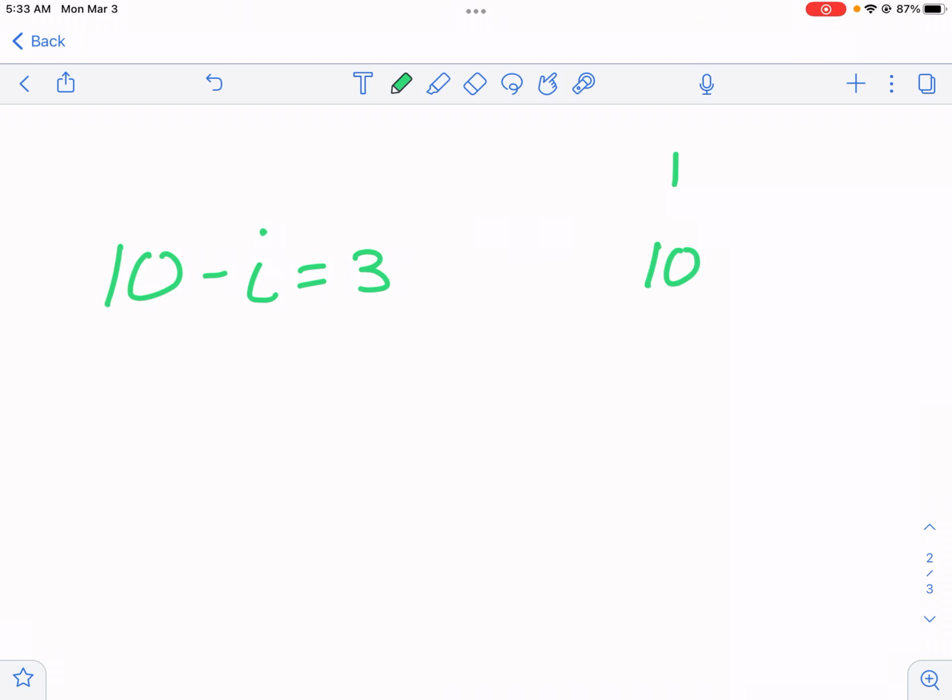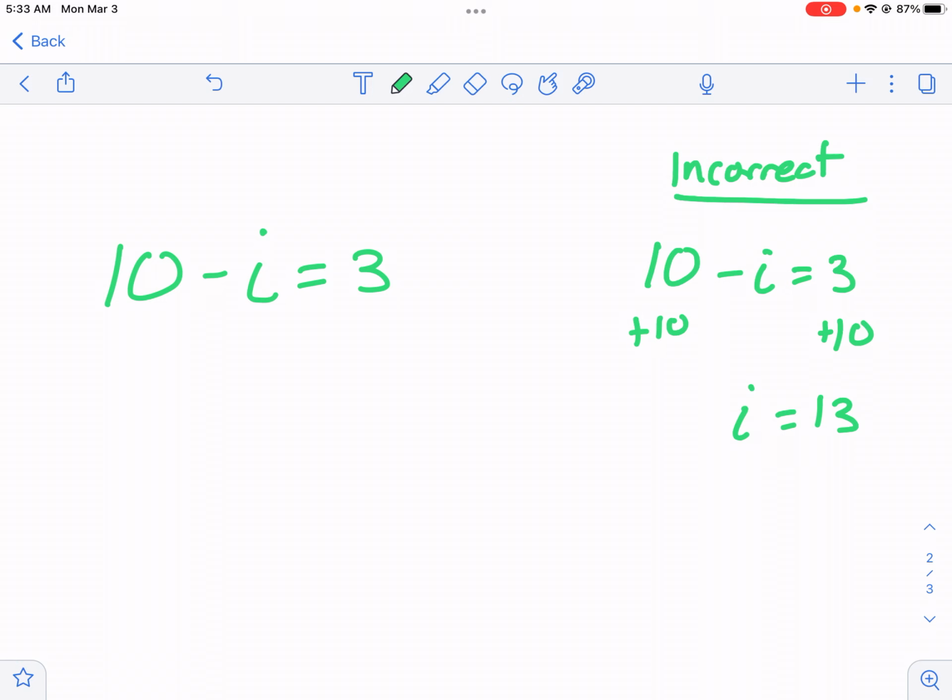This is the incorrect path, just so you don't do this. 10 minus I equals 3. If I add 10 to both sides, I get I equals 13. Does 10 minus 13 equal 3? No, it doesn't. That is incorrect. So we messed up. That would give us a negative answer. So we need to do something else.